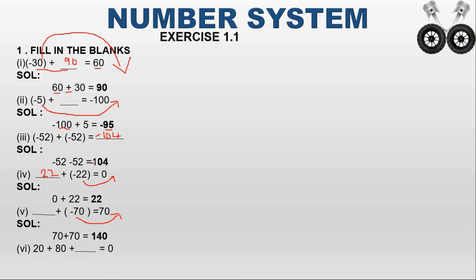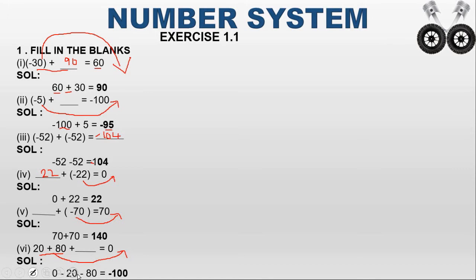Then the sixth question: 20 plus 80 plus dash equal to 0. In the LHS how many values do we have? We have two values, two integers. You have to bring these two integers to the RHS. What will happen? 20 is plus 20; whenever it comes to this side it becomes minus 20. Same here, 80 is plus 80, a positive value; whenever it comes to this side it becomes a negative integer.